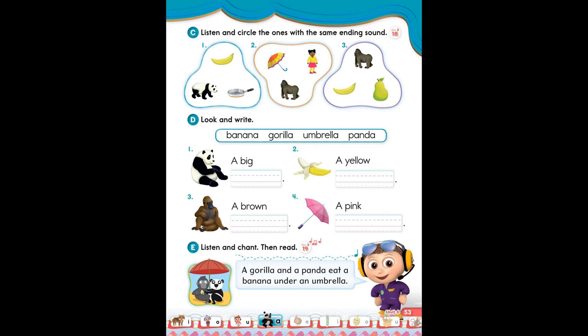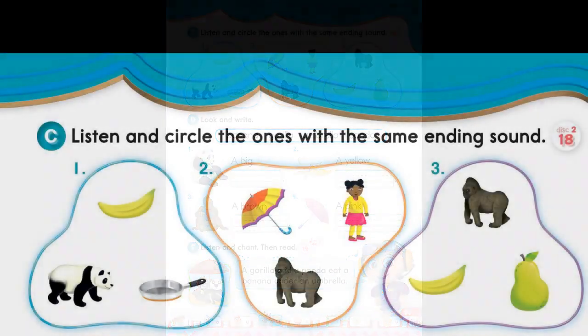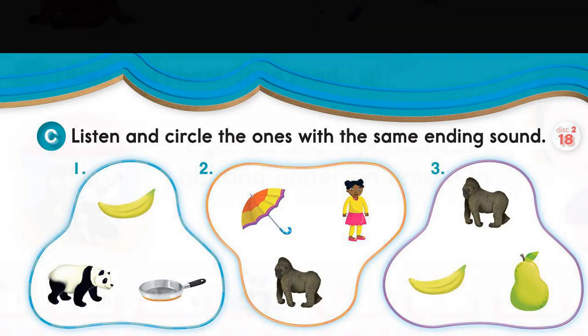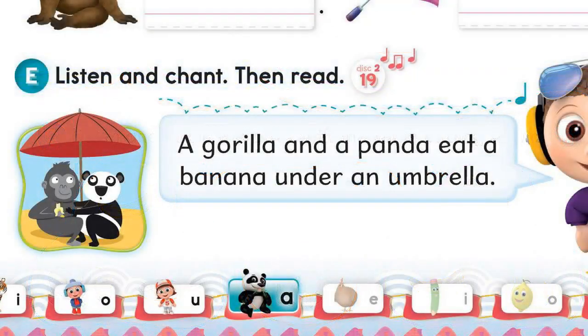Page 53. C. Listen and circle the ones with the same ending sound. 1. Banana. Panda. Pan. 2. Umbrella. Girl. Gorilla. 3. Gorilla. Banana. Pear. Page 53. E. Listen and chant. Then read.